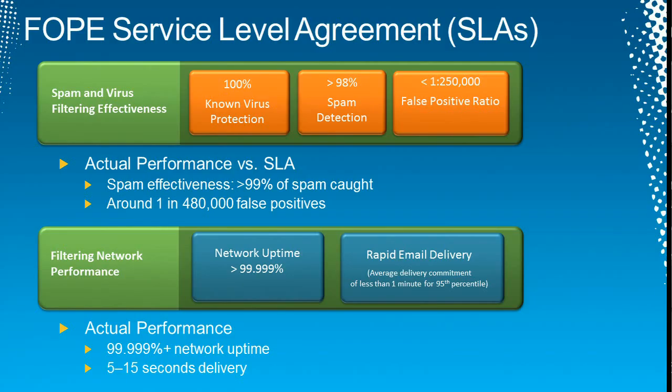We see greater than 99% of spam caught in our calculations for spam detection, and 1 in 480,000 false positives. Our actual network performance is meeting consistently the 5 nines, so mail flow is not impacted on a day-to-day, minute-to-minute basis. The network keeps running. And we see typically for 95th percentile, we guarantee a minute. We see 5 to 15 seconds. It's really very fast to get through our pipeline.